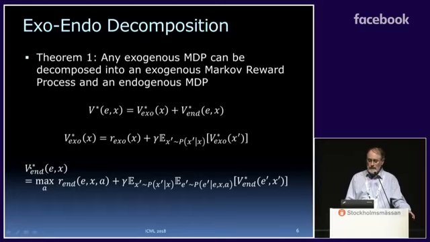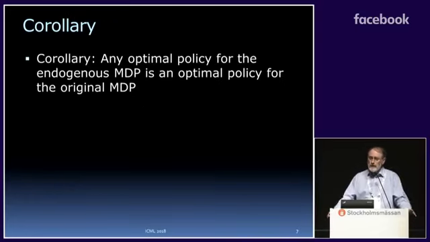And the Bellman equation is really the same, except that here we now have only the endogenous reward, right? This is the same transition function and so on. But it's the fact that we have removed these exogenous components of the reward that's going to help us. So a corollary of this is that any optimal policy for the endogenous MDP will be an optimal policy for the original MDP. So we should always solve the endogenous MDP, right?